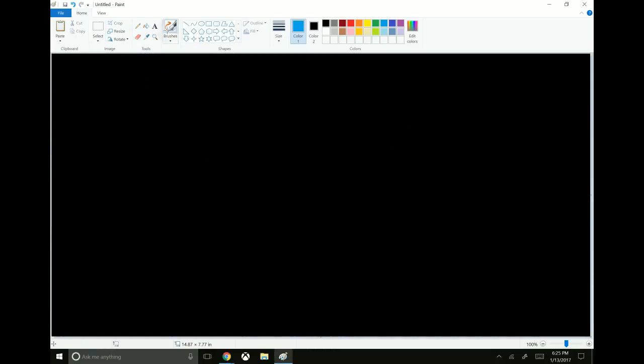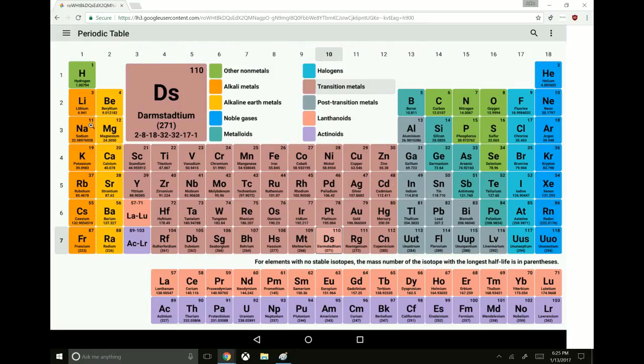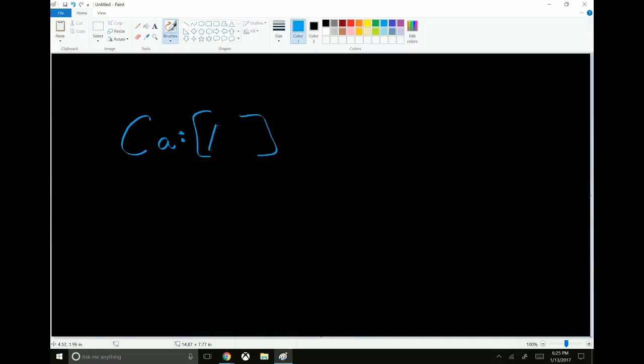So, looking at, say, calcium. First off, what's its abbreviated electron configuration? Look at the periodic table. Here's calcium in the 4th row, and the previous noble gas is argon. So it's argon 4s2.